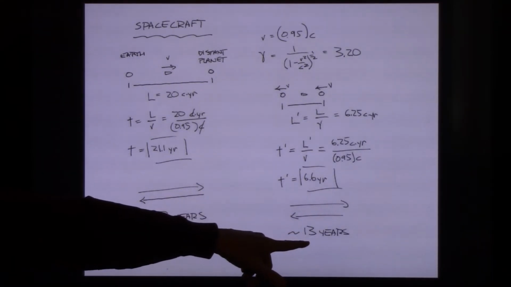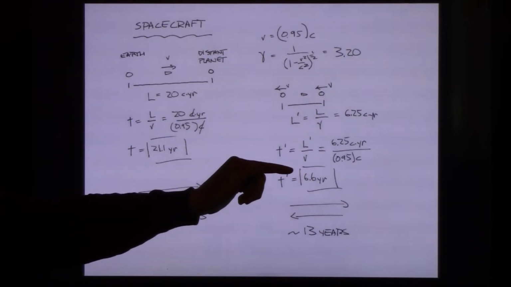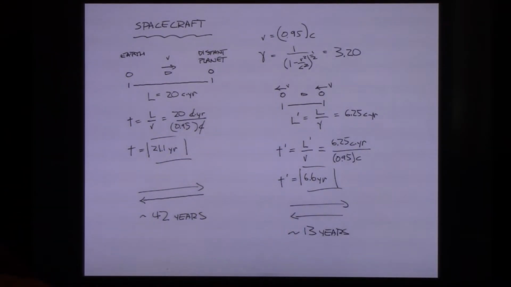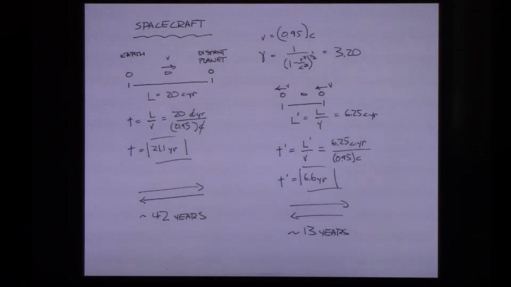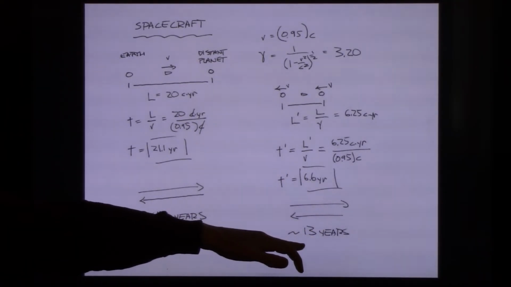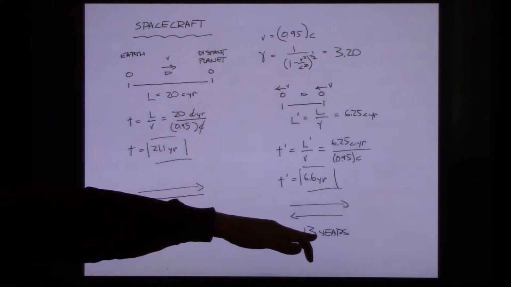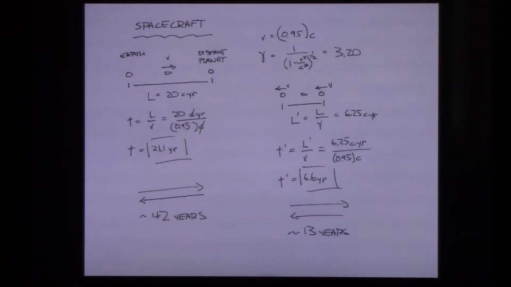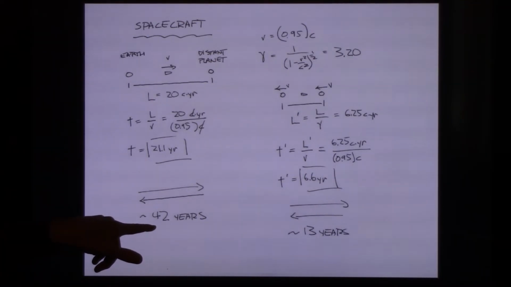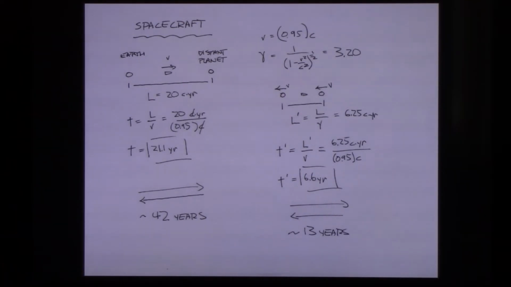So in this case, they head out for 6.6 years, they spend the weekend, they fuel up the spacecraft, and then they come back home, and maybe 13 years have passed for those astronauts. The astronauts are 13 years older, but their friends back on Earth are 42 years older.